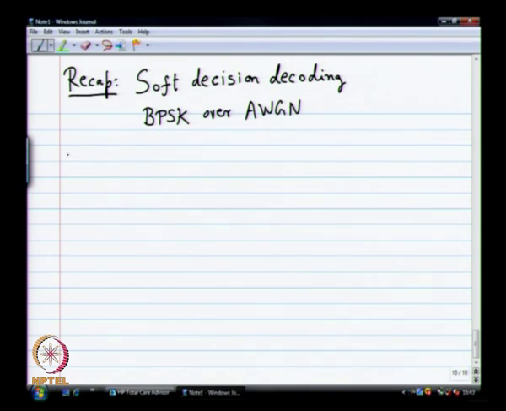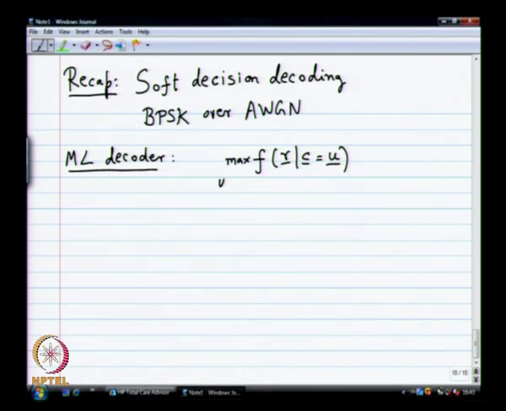The first kind of decoder that we are looking at is the ML decoder, which tries to compute f of r given codeword equals u, maximize over all u in the code, and take the argument as your c hat. This f stands for PDF. You can think of probability if you like, but this is the expression. Let us try and simplify this.